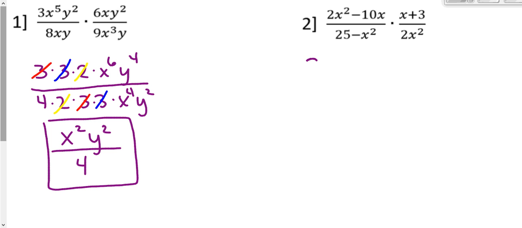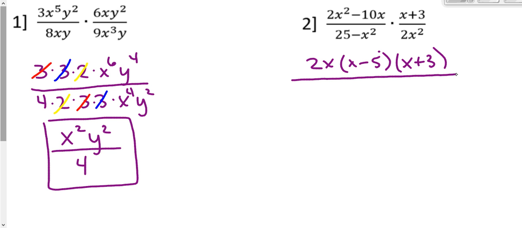So let's factor out a 2x, and that gives us 2x times the quantity x minus 5. And we also have the quantity x plus 3. We might as well just put those all in one numerator. And then on the bottom, we can factor 25 minus x squared. That factors into 5 minus x times 5 plus x. And then the 2x squared, we could think of that as 2x times x. Because if you look at what you have on the top, a 2x, then it's nice to have the bottom with a 2x as well.